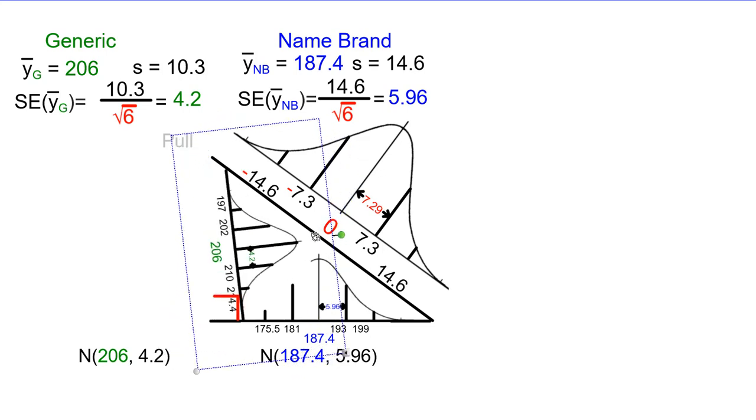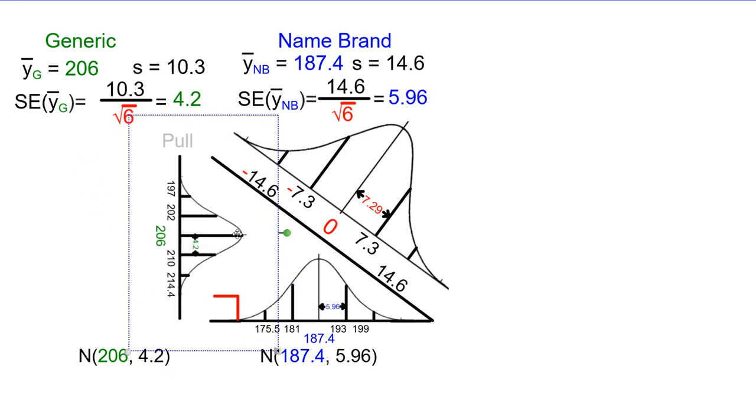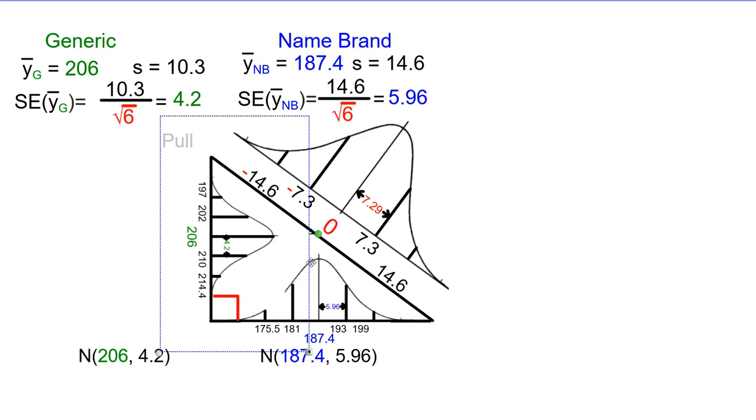And if there was a negative correlation between the two, this is so dope, then as the name brand batteries perform better, the generic batteries tended to perform worse. So the only reason the Pythagorean theorem of statistics works is based on the condition that these two are independent of each other. So the name brand performance and generic performance are not related to each other. All right, so really cool stuff.